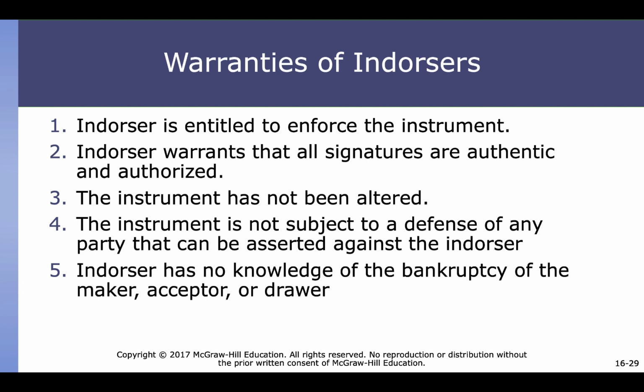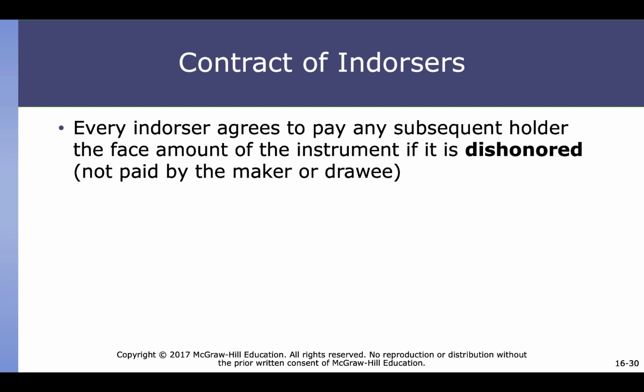Endorsers also provide some warranties. They are entitled to enforce the instrument. The endorser warrants that all signatures are authentic and authorized. They warrant that the instrument has not been altered, that the instrument is not subject to a defense of any party that can be asserted against the endorser, and that the endorser has no knowledge of the bankruptcy of the maker, acceptor, or drawer. And every endorser does agree to pay any subsequent holder the face amount of the instrument if it was dishonored, so not paid by the maker or drawee.